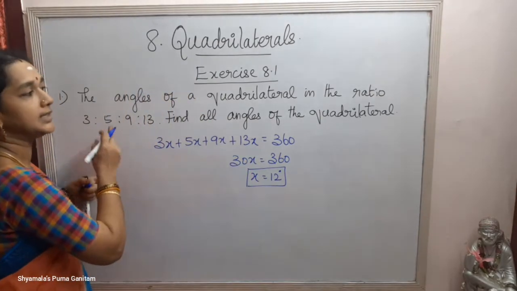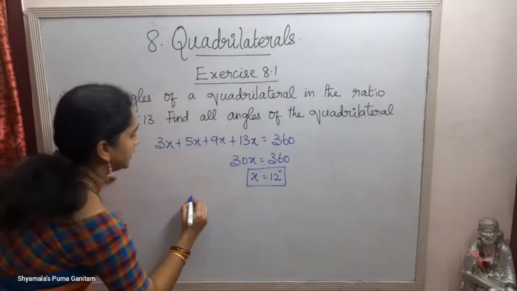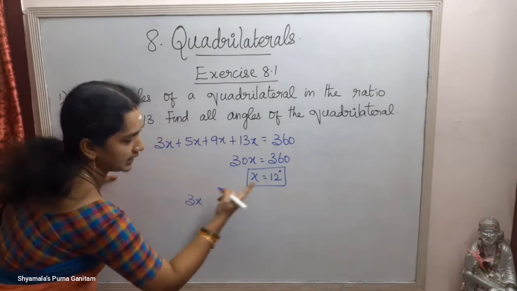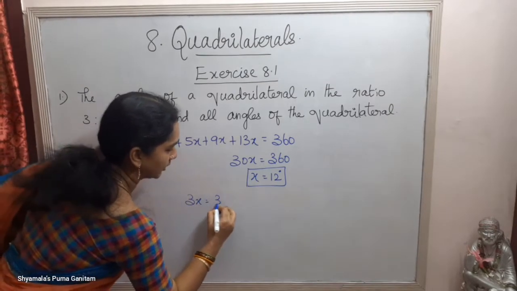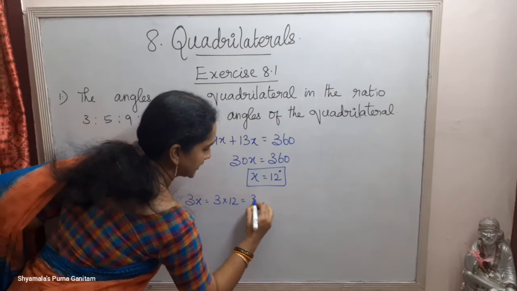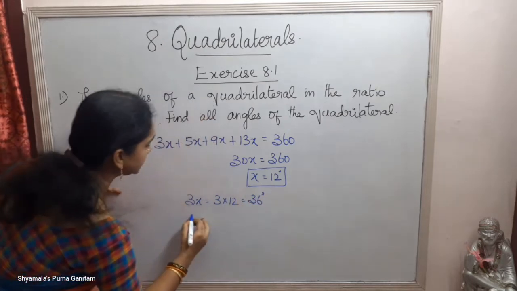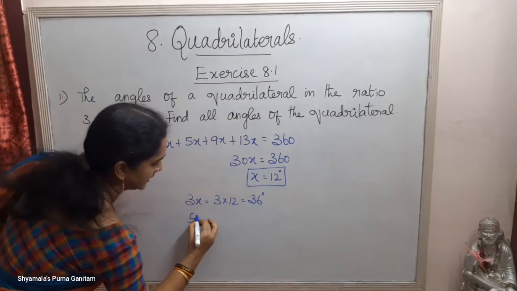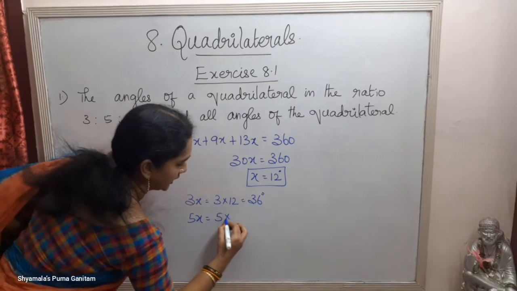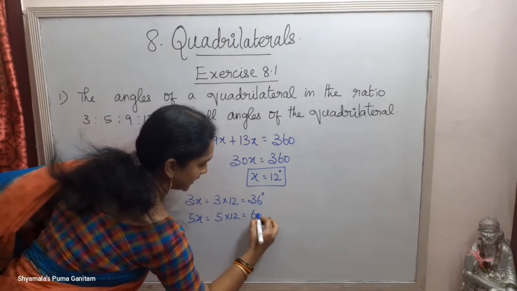Now we will find the angles of the quadrilateral. So 3x. If x is equal to 12, 3x is equal to 3 into 12. That is equal to 36 degree. Then next one is 5x. So 5x is equal to 5 into 12. 5 12s are 60 degree.